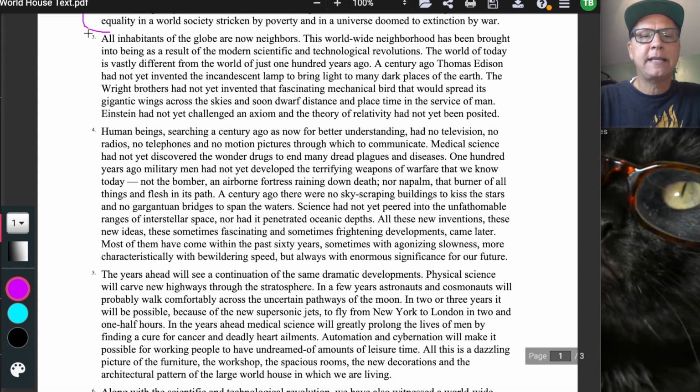So far, both of these have to do with progress. We're going to go to that point.